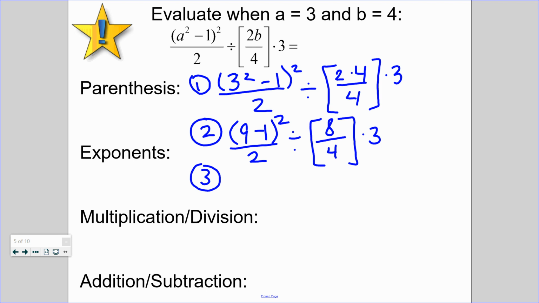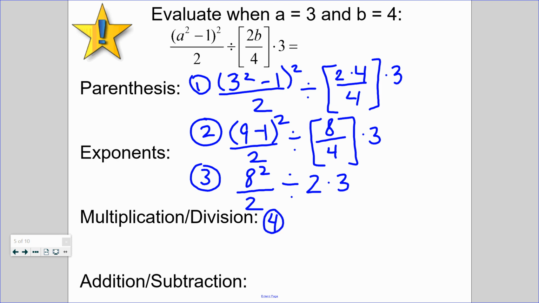9 minus 1 gives me 8, and I no longer need a parentheses now. It's 8 squared over 2 divided by, those brackets, remember, need a parentheses. 8 divided by 4 gives me 2 times 3. What would you do next if you were using the order of operations?